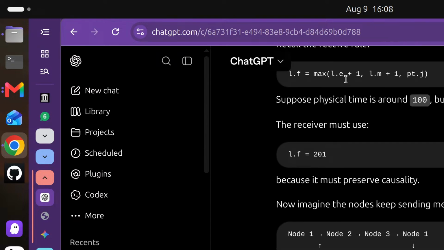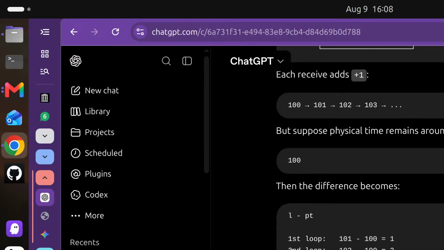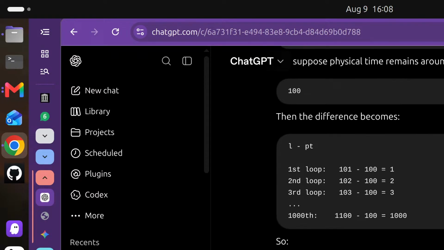Okay, so it was 201, right? So 101. It was 200 actually. We cannot change the physical time, right? So physical time minus logical time, L of event E, is increasing.